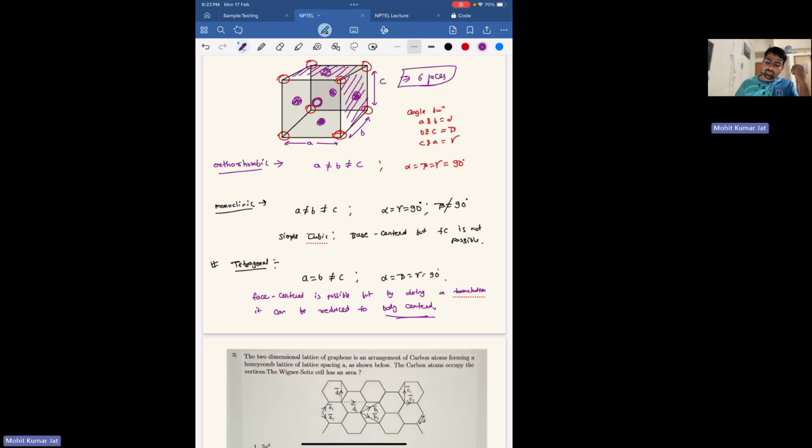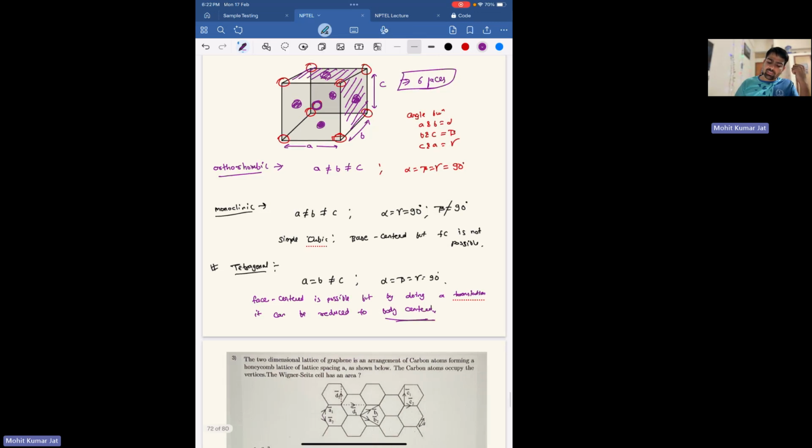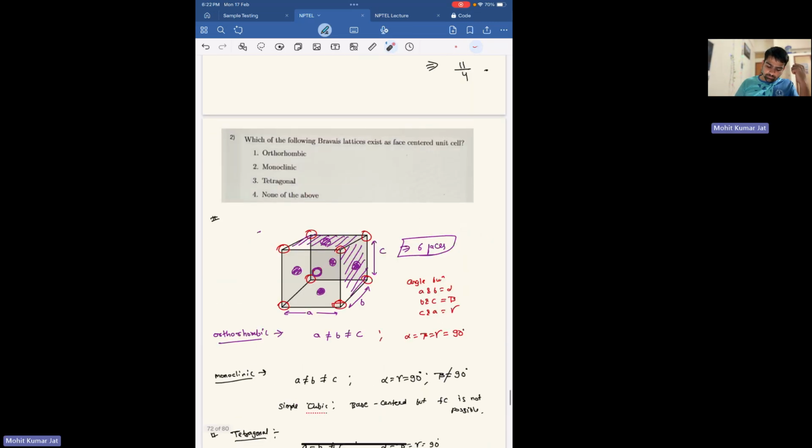So the only answer which complies with the given options is orthorhombic. So the correct option should be the orthorhombic.